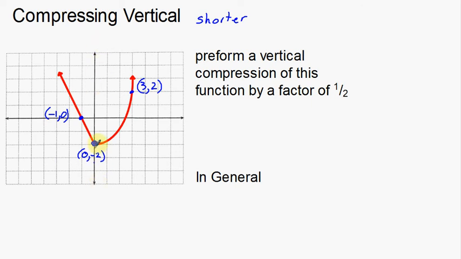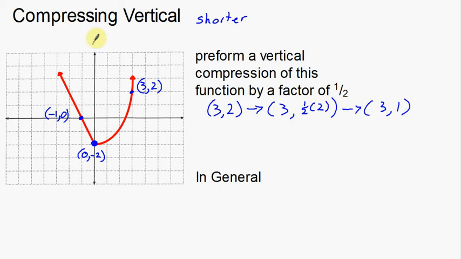Now, when we think vertical, we think of the y-axis and the y-coordinate. So we're only going to affect the y-coordinate. We're going to take our points and change them, but only the y-coordinate. This time we're going to take the y-coordinate and multiply by 1/2, but only the y-coordinate. So this is going to be (3, 1). That's going to be one of our new points.